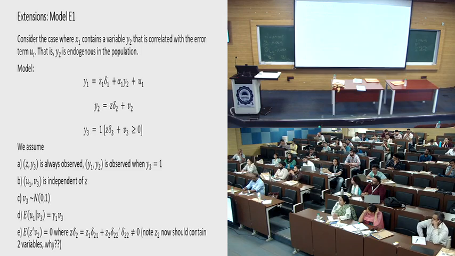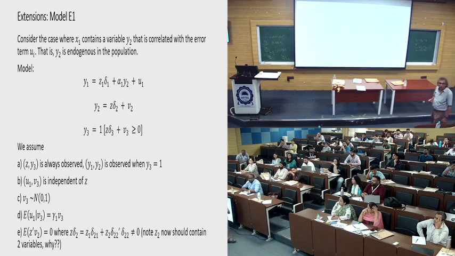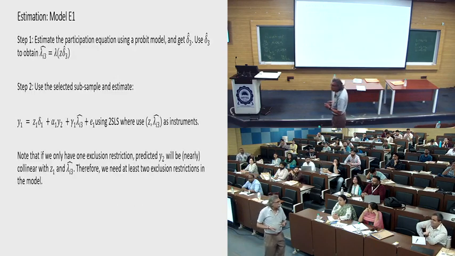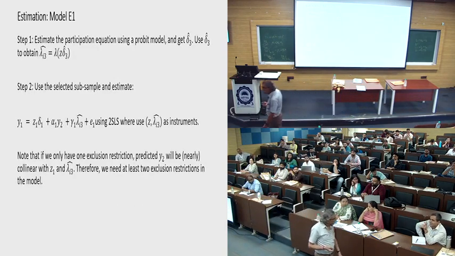That's my Y3. And then the rest of the assumptions follow, and I now think of my Z2 as containing two variables. Why? Simply because I need two identifying restrictions. One for my Y3, one for my Y2. So I need one more variable over here for my identifying restriction instead of only one. Okay?